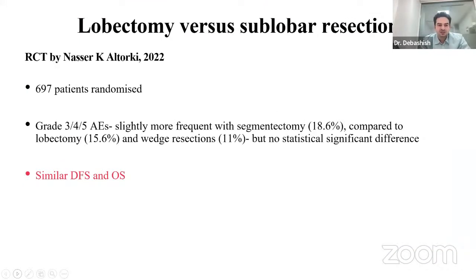So this is just another study to mention lobectomy versus sublobar resections. In properly selected patients, sublobar resections have been shown to be equivalent to lobectomy, but not for all cases, and these cases should be very properly selected.